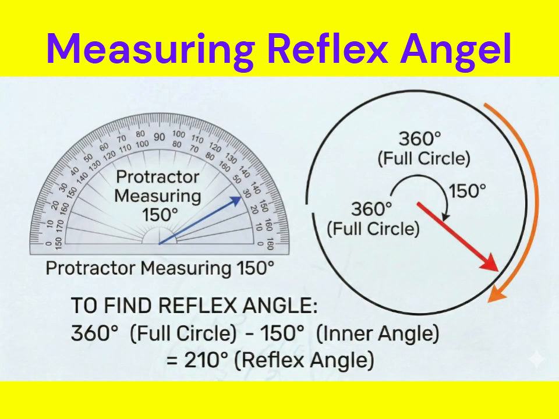Measuring reflex angles. Standard protractors only go up to 180 degrees, but what if an angle is even larger? This is a reflex angle. To measure it, we use a clever trick. Measure the smaller, inner, angle first. Since a full circle is always 360 degrees, just subtract that inner measurement from 360. As you see here, 360 minus 150 gives us a reflex angle of 210 degrees. Math is just a series of smart shortcuts.